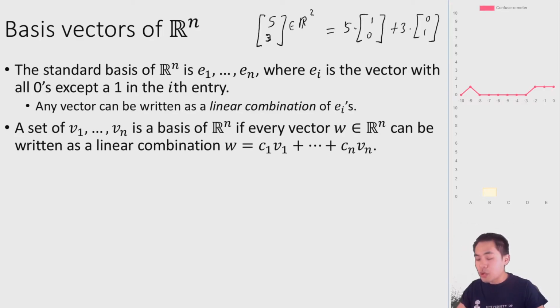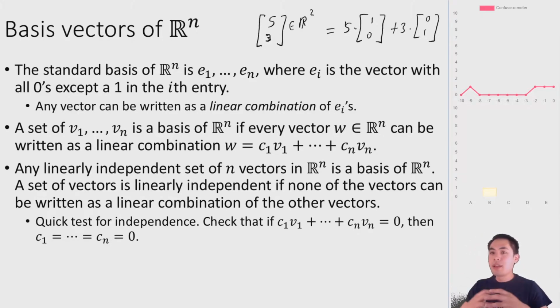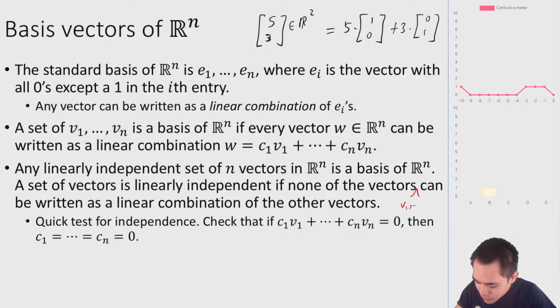Now note that this doesn't work for all combinations. Like we saw last time, if your vectors are linearly dependent, then you still can't write every vector. And so it turns out that what you need is this linear independence property. So any linearly independent set of n vectors in Rn is a basis for Rn. And a set of vectors is linearly independent if none of the vectors v1 through vn can be written as a linear combination of the other vectors. There is a relatively quick way of testing this, which is you check to see how many different ways you can write 0.